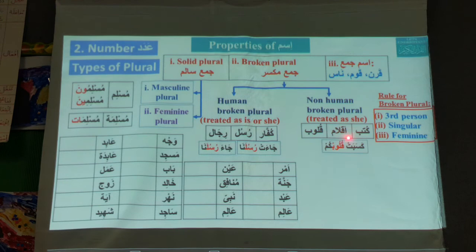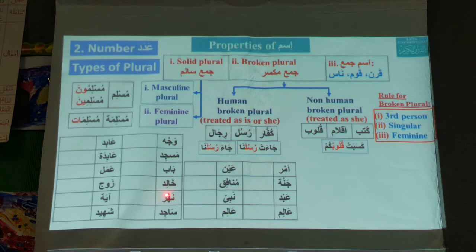Bab. Ibrahim, what is the meaning of bab? Door. Gate. So what is the plural? Bab's plural is abwab. So it is also a broken plural, a non-human.